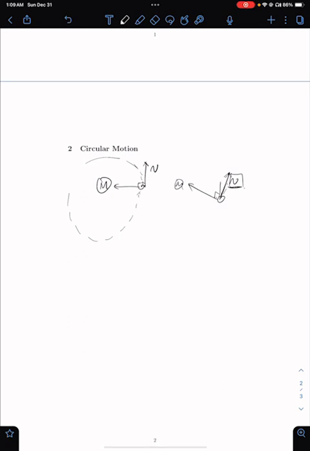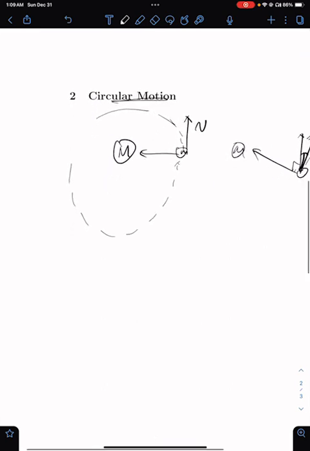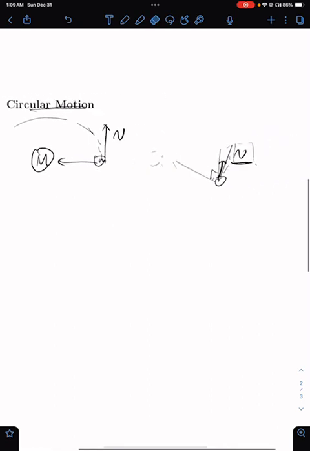The v is going to get tilted slightly, and it's going to go slightly in this direction, and this is going to continue to happen and ultimately make a circle. That's why circular motion and gravitation are closely linked together, because gravitation often causes circular motion.